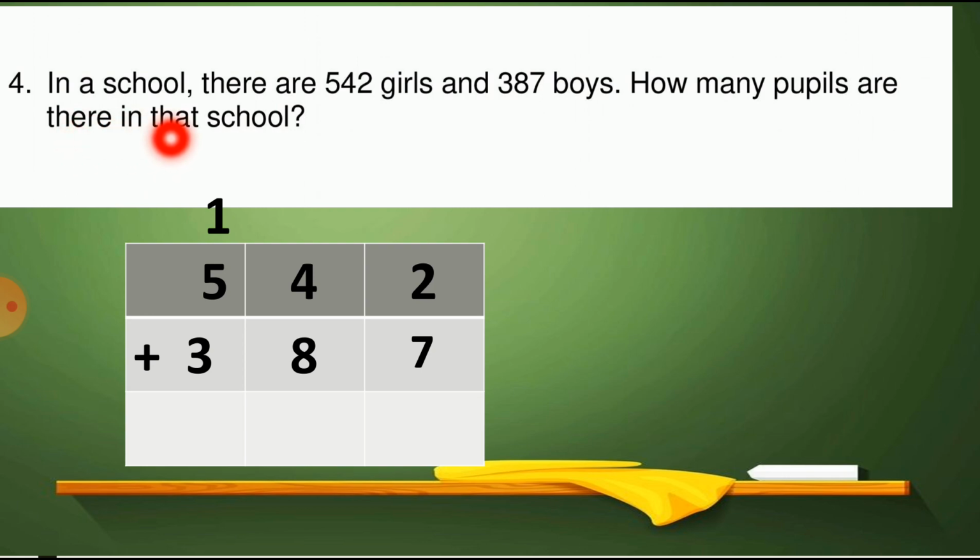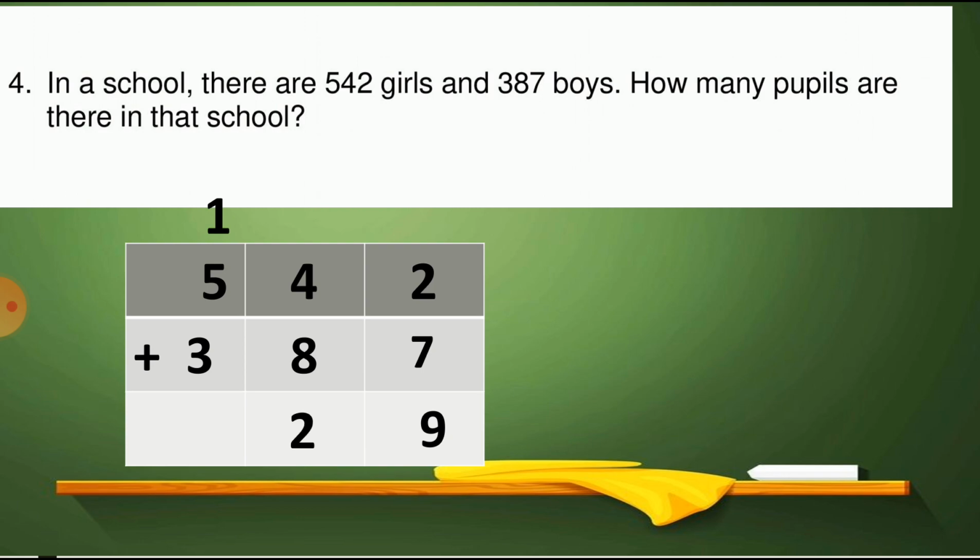In a school, there are 542 girls and 387 boys. How many pupils are there in the school? So, I write 542 and 387 here this way. Let's start adding this sum. 2 plus 7, which is at the ones column, let's add this. 2 plus 7 is equal to 9. So, I write number 9 under the ones column. Then 4 plus 8 is equal to 12.